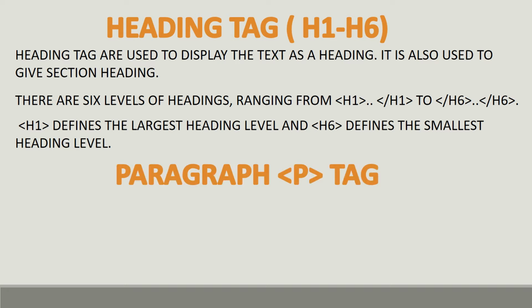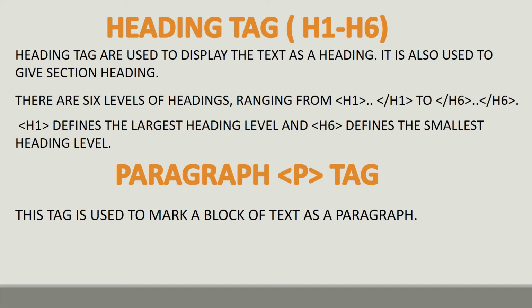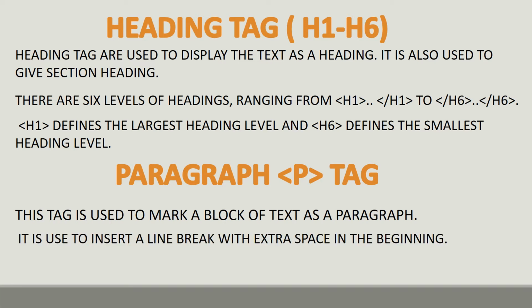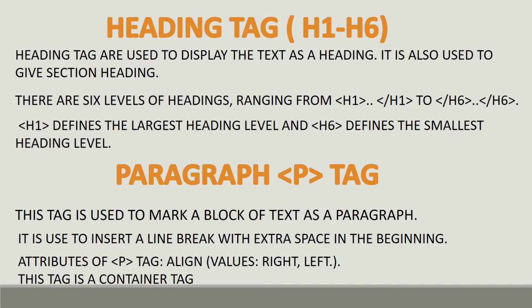When it comes to the paragraph tag, this tag is used to make a block of text as a paragraph, and it is used to insert a line break with extra space in the beginning. The attribute of the paragraph tag is align and the values are left and right, and this tag is a container tag.